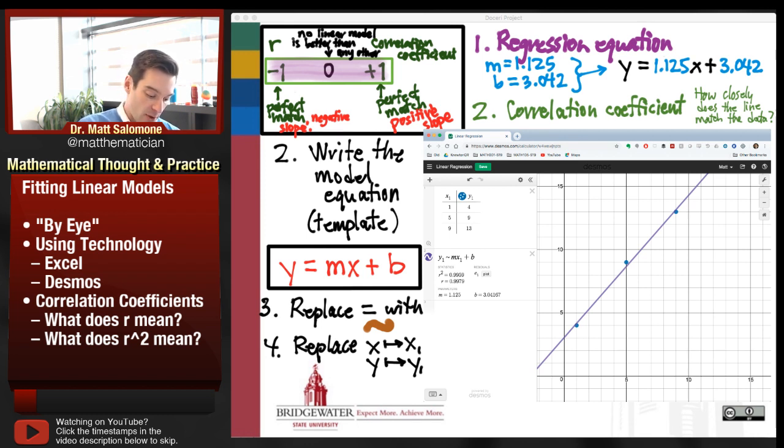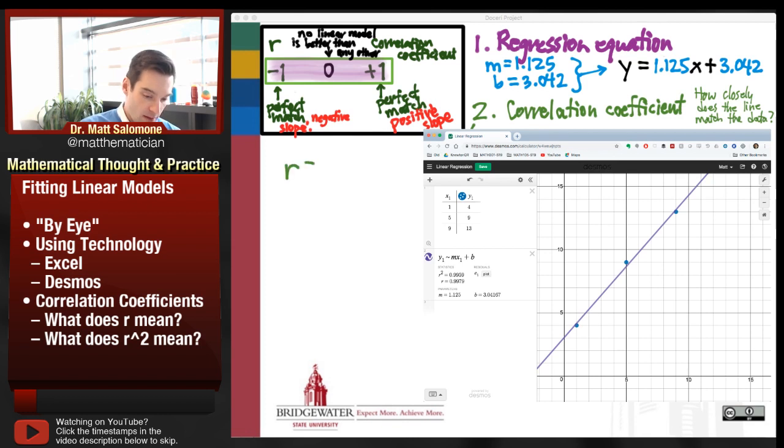So in the example that we're looking at here, Desmos gives us a value for R. We get it from right here. R equals 0.9979. And so what I can observe about that is it's very close to +1, right? Positive 1.00, if you like.